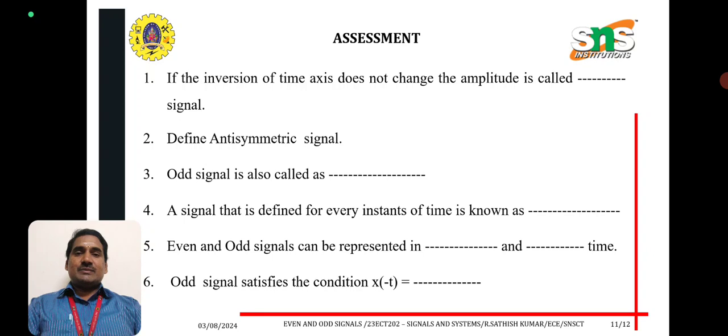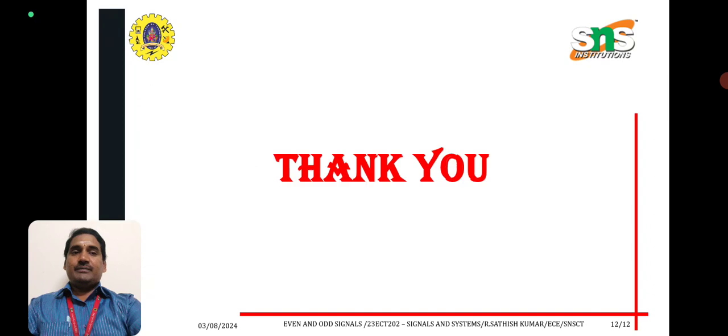Now we can see the assessment. If the inversion of time axis does not change the amplitude, it is called an even signal. Define antisymmetric signal: a signal is said to be odd if the inversion of time axis also inverts the amplitude of the signal. An odd signal is also called an antisymmetric signal. A signal that is defined for every instant of time is known as a discrete time signal. Even and odd signals can be represented in both continuous time and discrete time. An odd signal satisfies the condition x of minus t is equal to minus x of t. Thank you.